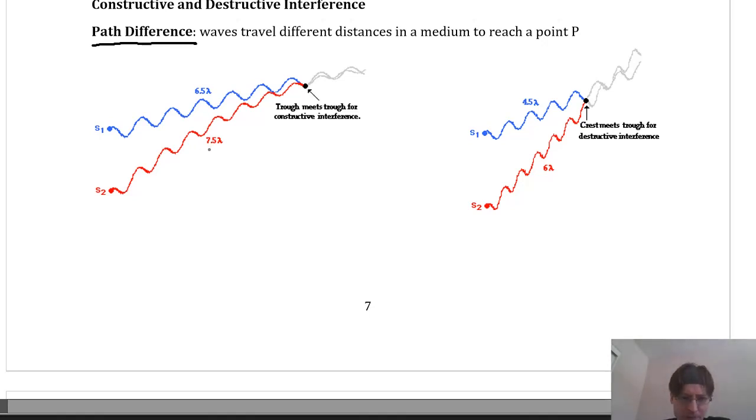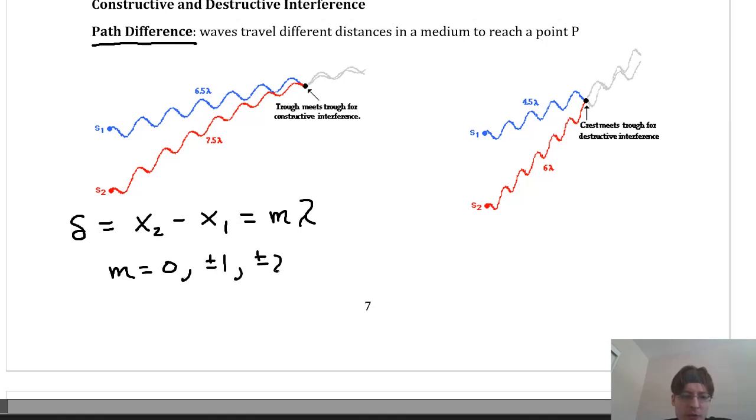Not how far it is from number one and how far it is from number two, but the difference between those two values. You see, the path difference, which we often call delta, means how far the waves from 2 traveled compared to the waves from number 1. If that happens to be, like in this case, 1 wavelength, or 2 wavelengths, or even 0 wavelengths, so we'd say in general it's m times lambda, where m can be 0, plus or minus 1, plus or minus 2, and so on.